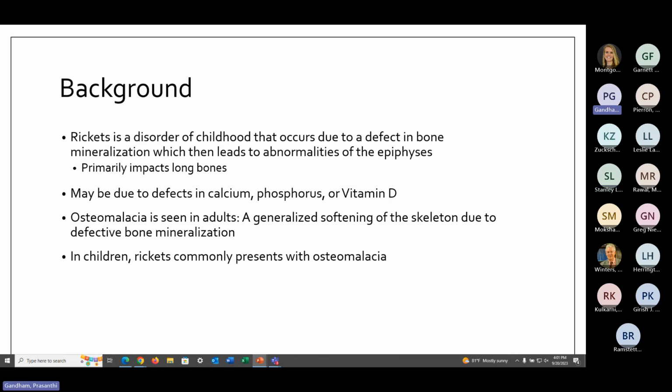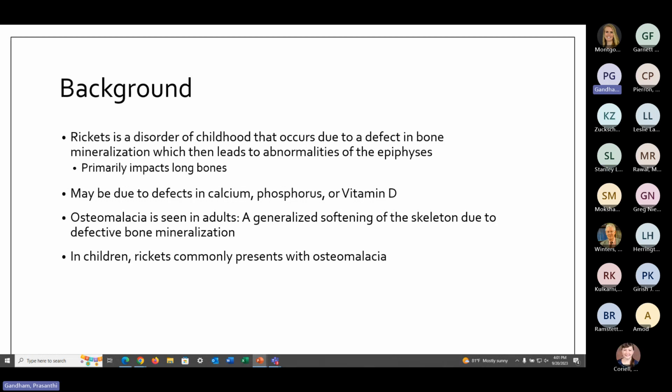Rickets is a disorder of childhood that occurs due to a defect in bone mineralization, which then leads to abnormalities of the epiphyses. It primarily impacts the long bones, and in children, it presents with growth retardation and bone deformity. It may be due to defects in calcium, phosphorus, or vitamin D. In adults who have had fusion of their epiphyses, of course, in the setting of these defects, we typically see osteomalacia, which is a generalized softening of the skeleton due to defective bone mineralization. Clinically, those affected have muscle weakness and bone pain.